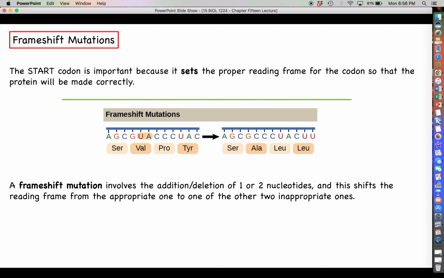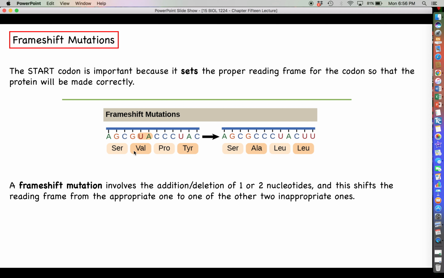Now, one type of mutation that we really have not talked about before is called a frameshift mutation. A frameshift mutation includes either the addition or deletion of 1 or 2 nucleotides, and what this does is it shifts the reading frame from the appropriate one to one of the 2 inappropriate ones.